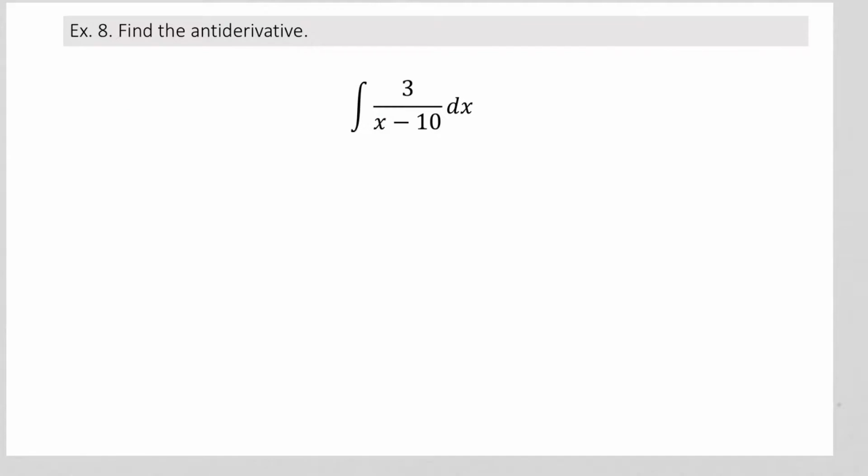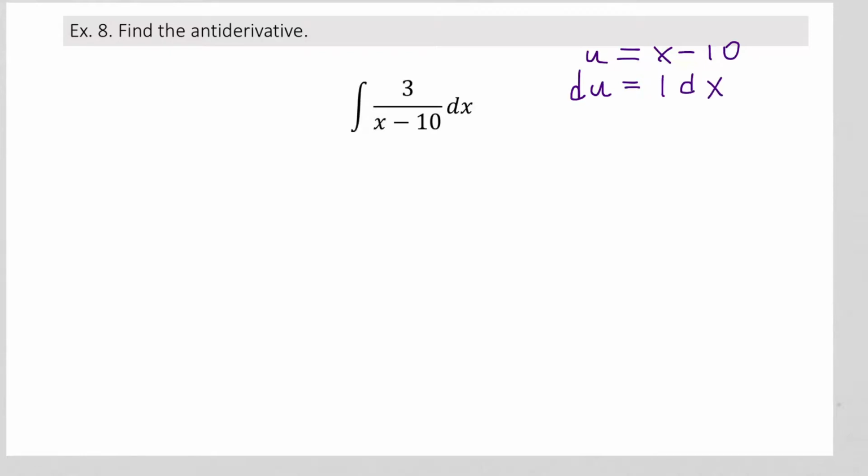So now we'll switch gears a little bit and work with the natural logs. So the form I've got here is basically 1 over x type of form. So I'm going to say that my u is x minus 10 and do the u substitution technique again. So du would just be 1 dx.